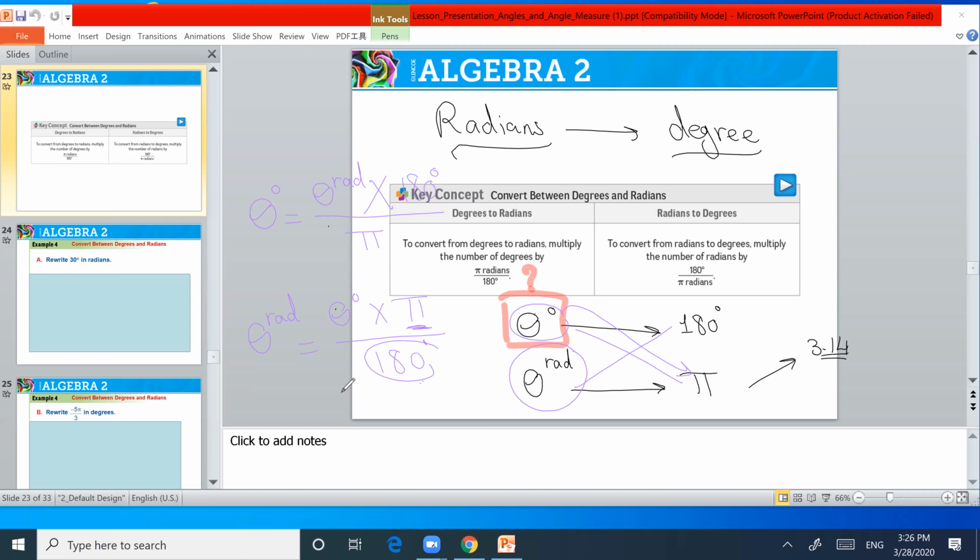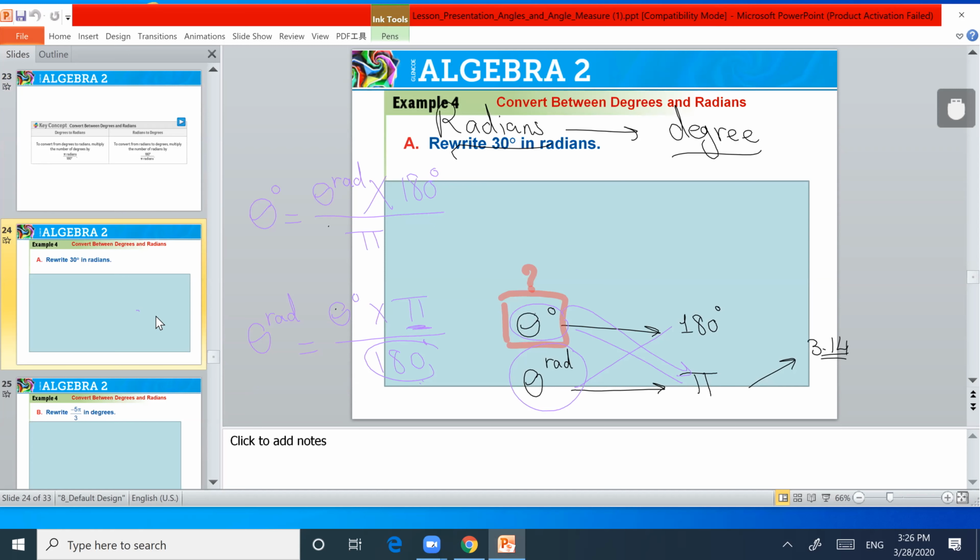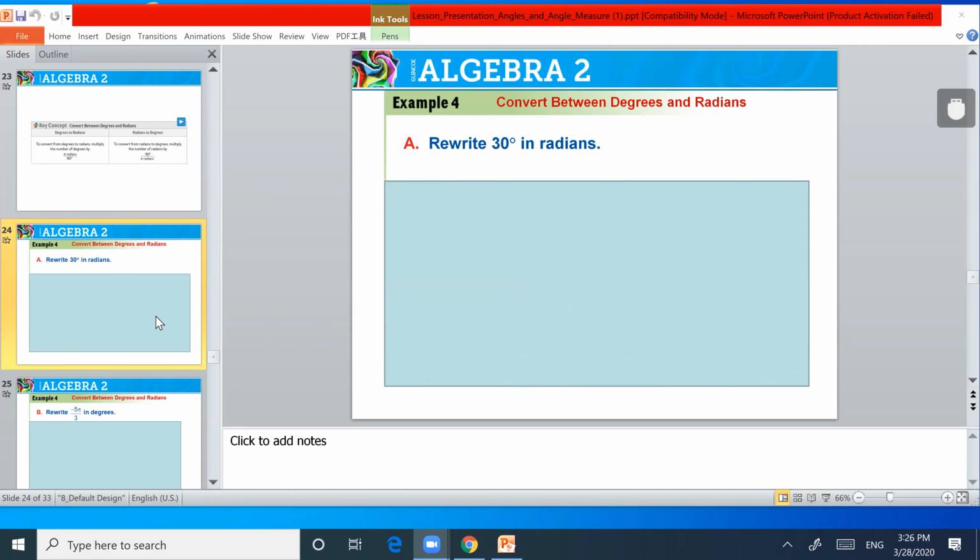Okay, let's check by using an example. Rewrite 30 degrees in radian. So we need here Hussein. Hussein, can you hear me? Yes, I can hear you very well. Okay, I need you to rewrite 30 degrees in radian, please. So I need to change the degree measure into radian measure.